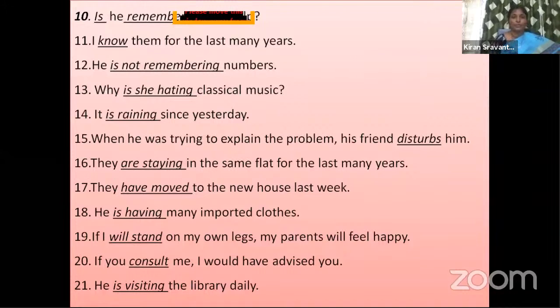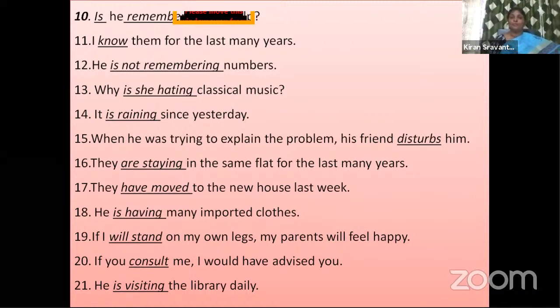Then coming to the 14th one: it is raining since yesterday. Continuous action: it has been raining since yesterday. It began and it's going on. When he was trying to explain the problem, his friends disturbs. Already there is when he was trying, which is past continuous, so there is no chance to get present simple in the same sentence. So when he was trying to explain the problem, past simple should occur: his friends disturbed him.